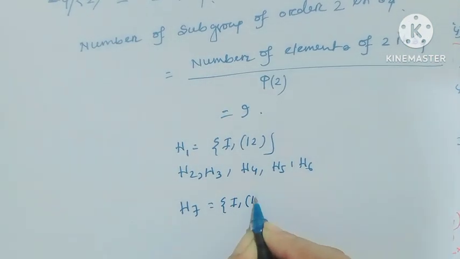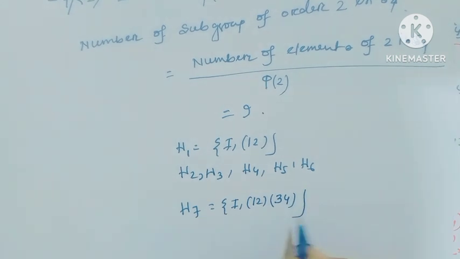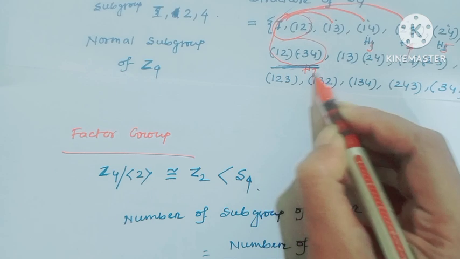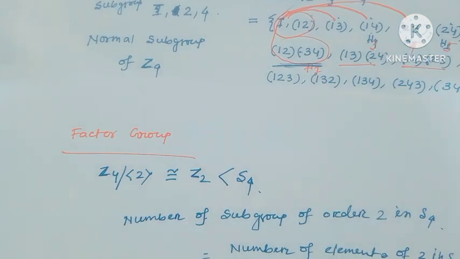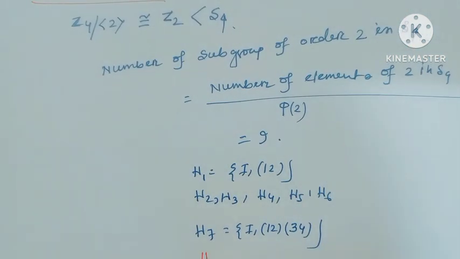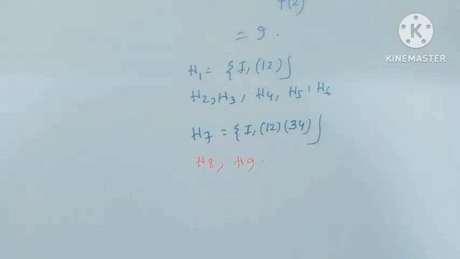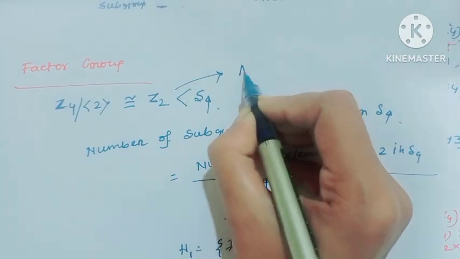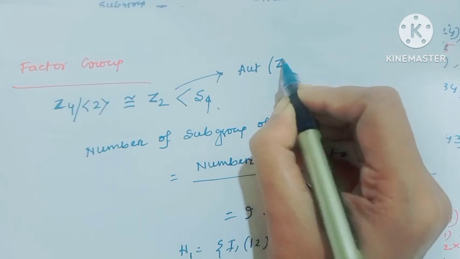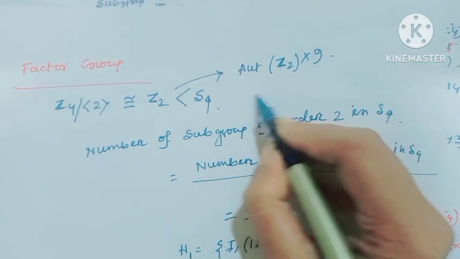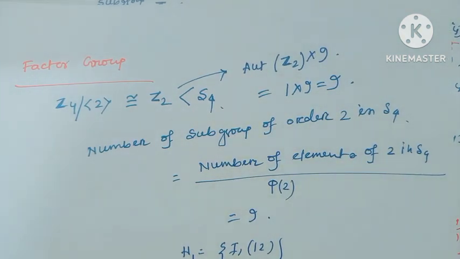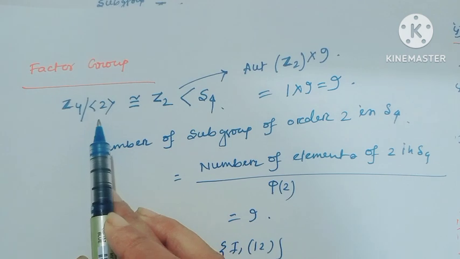Identity 1 2 3 4. Similarly, I will get A is 7, A is 8 and A is 9. So there are A is 8 and A is 9. There are 9 subgroups of order 2 in S4. 9 subgroups. That means the automorphism of Z2 times 9, and the automorphism of Z2 equals 1. That means there are 9 homomorphisms when the quotient group is Z2.